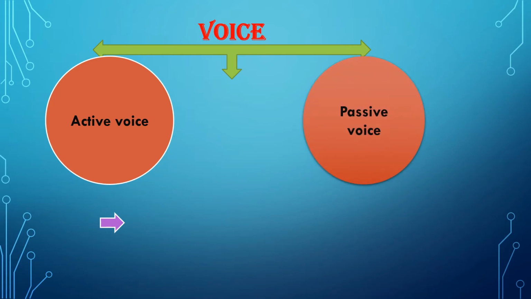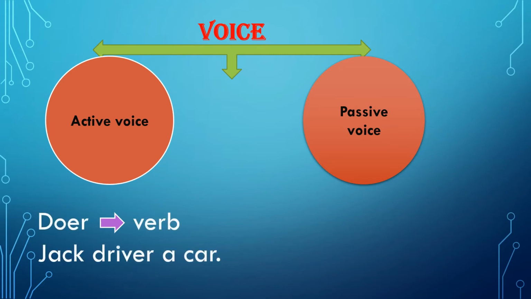What is the meaning of active voice? Someone or something performs an action, which may be referred to as a doer. When we write active sentences, that is active voice. Doer comes before the verb. For example, Jack drives a car. Who drives the car? Jack is doing the action of driving. He is the doer. Drive is the verb.